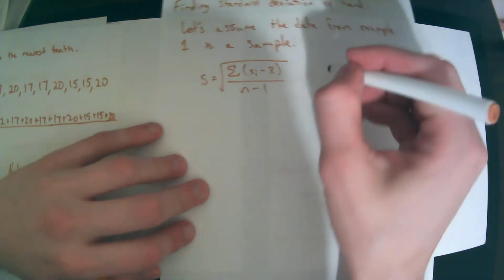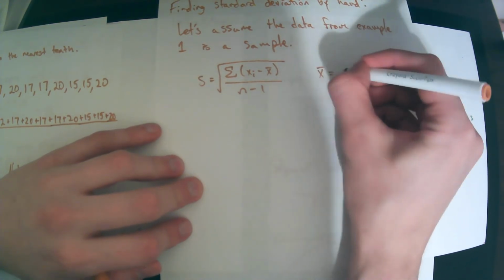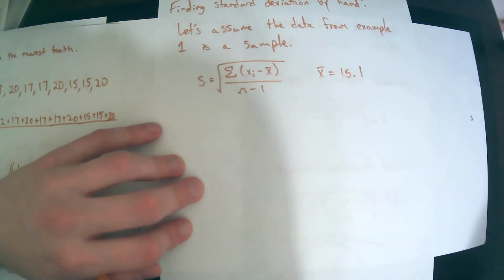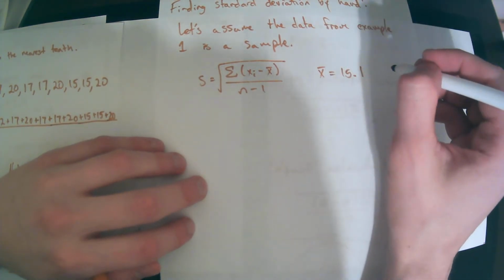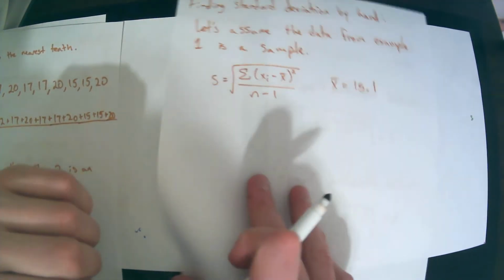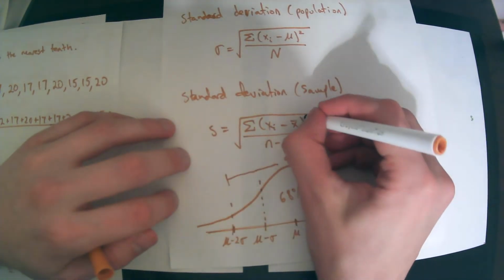Well, first of all, I need the mean, but luckily we've already found that to be 15.1. So that would be your first step, find the mean. Oh, squared. Did I put that? It's supposed to be squared. I think I forgot that back here. Whoops.